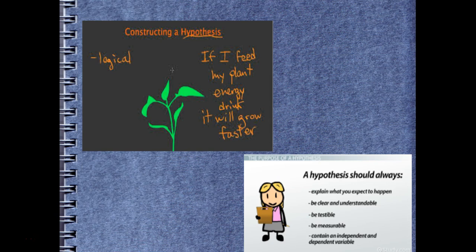So again, constructing your hypothesis, you want it to be logical, you want it to be based in fact. If I feed my plant energy drink, it will grow faster. That example is missing a because: energy drinks provide chemicals that organisms need to move quickly. Right? That would finish out that hypothesis. So remember, your hypothesis should always explain what you expect to happen, be clear and understandable, be testable, measurable, and contain two of your variables.